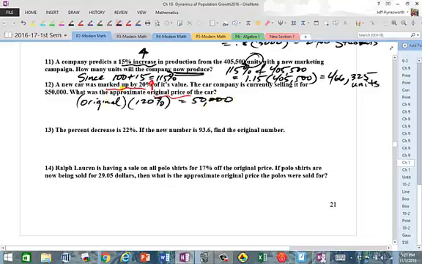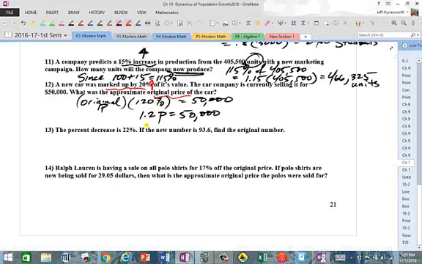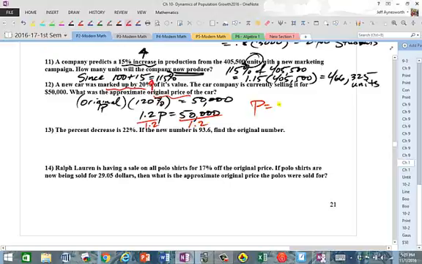The original price, let's call it P, for price, was increased 20%. So we have to calculate 120% of that value, and it should be 50 grand. Well, as a decimal, 120% is 1.2. So we have to calculate 1.2 times P equals 50 grand. Well, how do you do that? You divide both sides by 1.2, and we get P, the original price of the car.